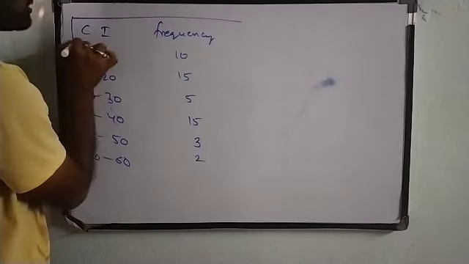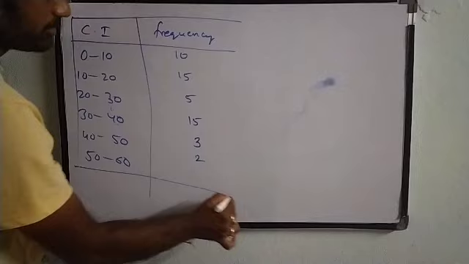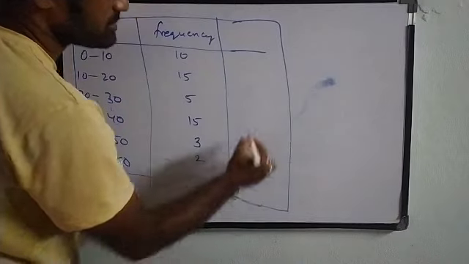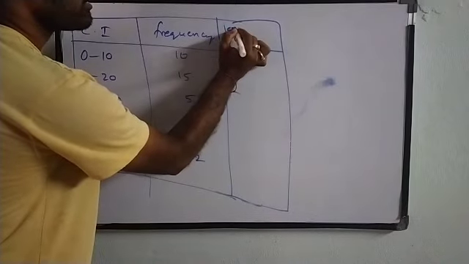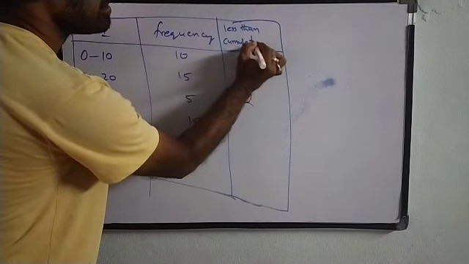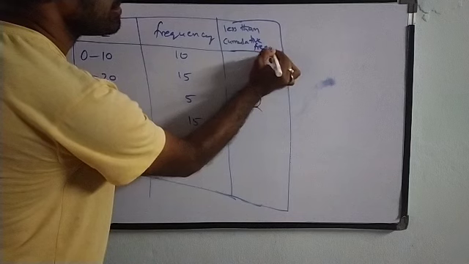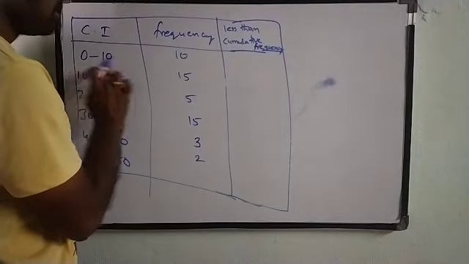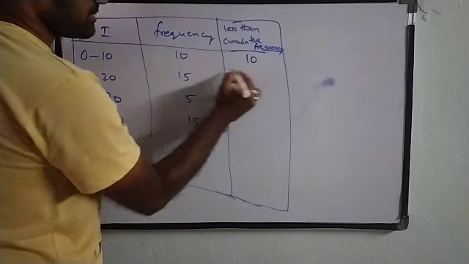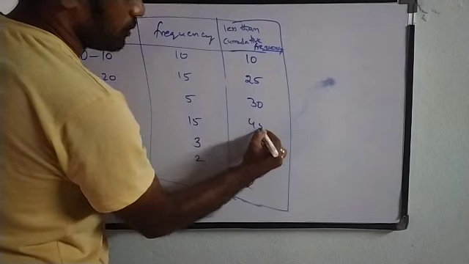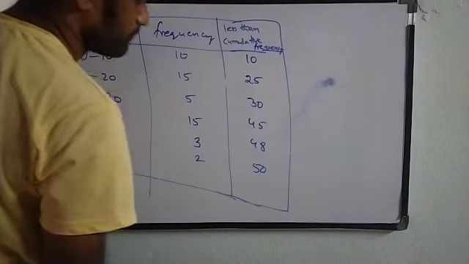So let us see how to obtain the less than OG curve. In order to draw the less than OG curve, we are given the frequencies as well as the class intervals. The third column should be less than cumulative frequency. So first number 10 as it is, addition of the next consecutive number which is 25. Next it is 30, 45, 48, 50.